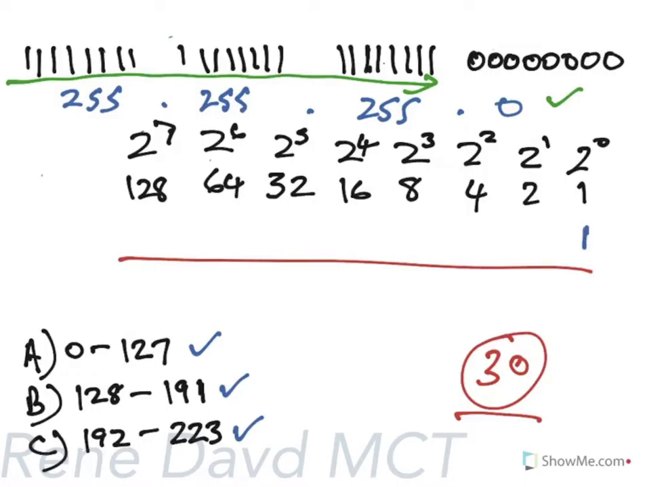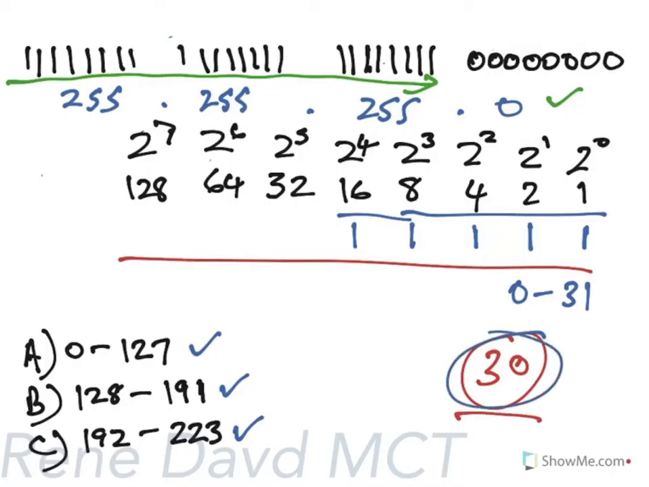All we need to do is figure out how many bits. 1 bit takes us to 1. 2 bits takes us to 3, 0 to 3. 3 bits takes us to 7. Still not enough. 4 bits takes us to 15. How am I getting these numbers? All you're doing is adding up these values: 8 plus 4 is 12, plus 2 is 14, plus 1 is 15. Still not enough, so I'm going to go one more bit. That takes us to 31, or in actual fact 0 to 31, which accommodates our 30 hosts.